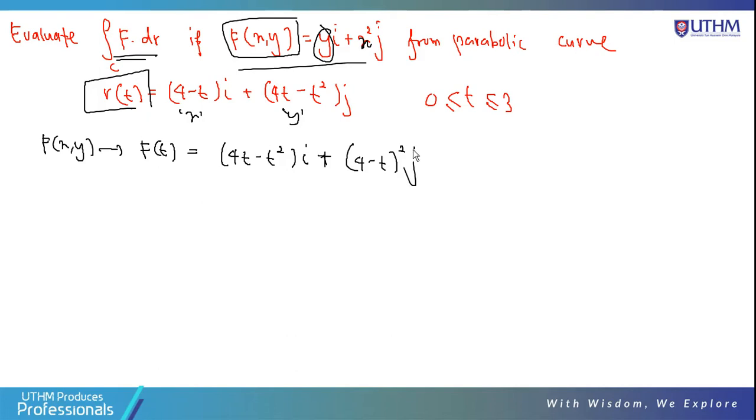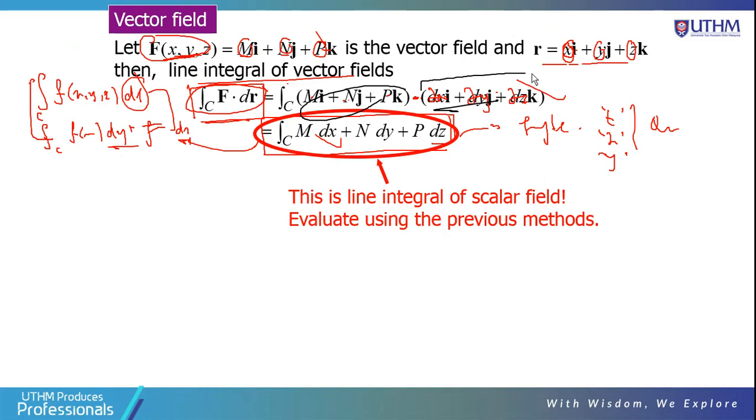This is the first step, because you want to form the line integral of the vector field. And the second one, you need to find r prime(t). Here represents r prime(t), and this one represents F(t). We need to change it into F(t).